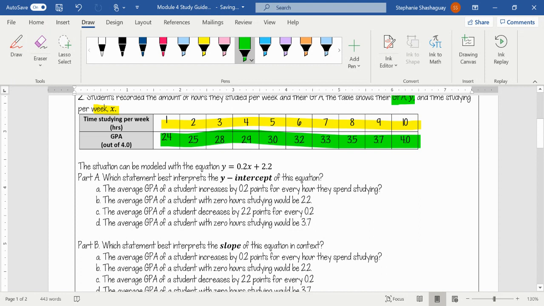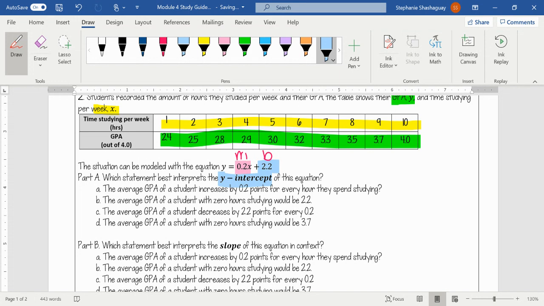So the situation can be modeled with the equation y equals 0.2x plus 2.2. Okay, when we're given an equation in slope-intercept form, this here represents my slope, my m value, and the 2.2 represents my b, my y-intercept. So in this first example, in part A, which statement best interprets the y-intercept? Well, the y-intercept of the equation is 2.2. So we're looking for one of our options that talks about our y-intercept.